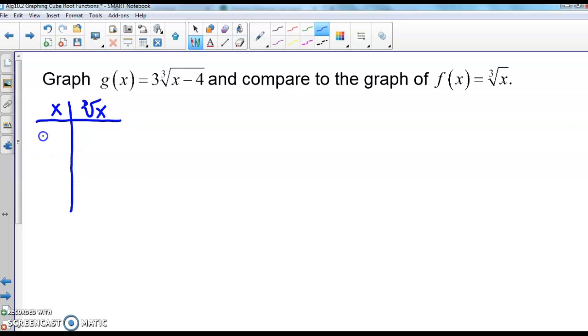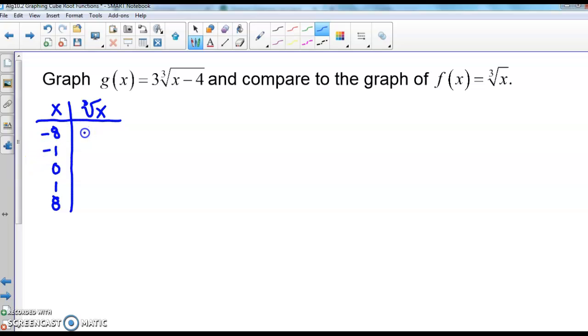Earlier I started with -1 through 1, and then I saw the need to illustrate the values for -8 and +8. So I might as well start with -8 here: -8, -1, 0, then 1, and 8. So again, why do we use these values? We chose these values because they are perfect cubes.